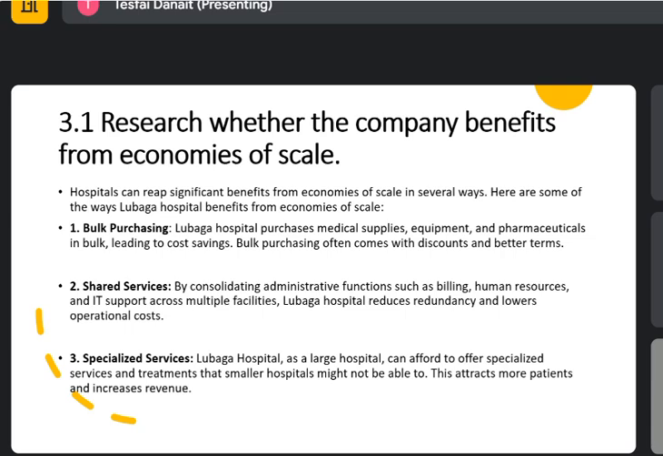So the question that was given to our group was to research whether the company benefits from economies of scale. As my colleagues have explained, the hospital that we've chosen is Lubaga Hospital.